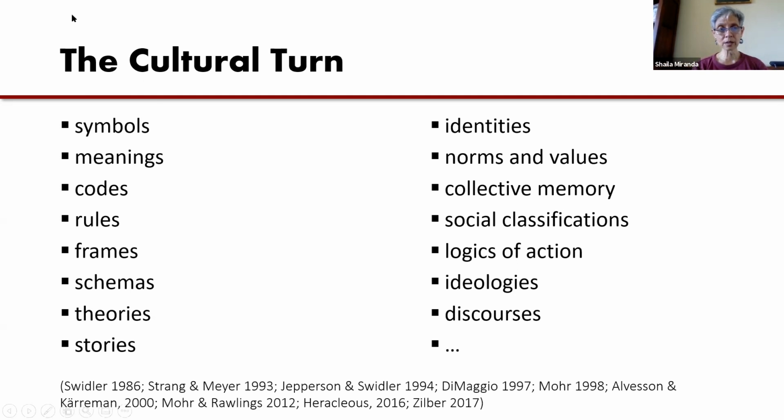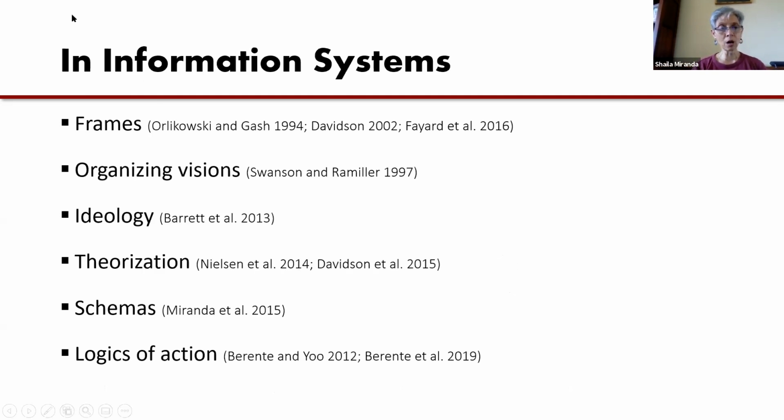The cultural turn foregrounded concepts of symbols, stories, worldviews, identity, logics of action, and framing. And within information systems, we've seen the emergence of concepts such as frames, organizing visions, ideology, theorization, schemas, logics of action. And I should say, I will be glad to share my slides because unlike my well-planned panel mates, my citations are at the end of my slides.